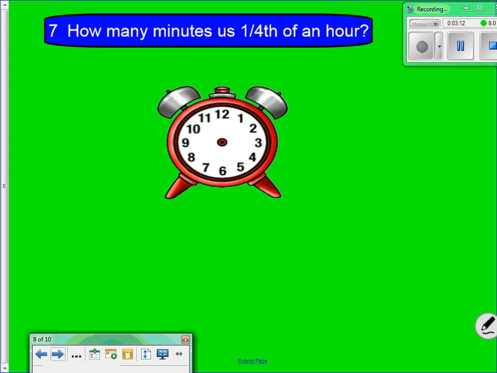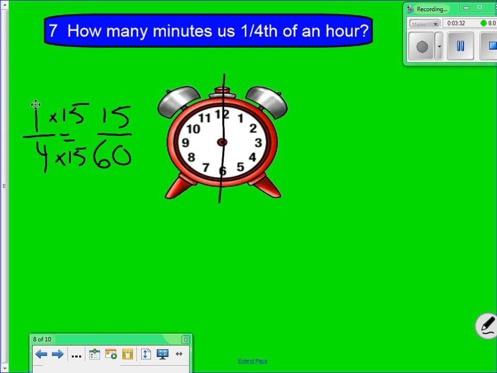How many minutes? That's a typo. It is 1/4 of an hour. How many minutes is 1/4 of an hour? Well, I could use this clock right here, or I could just go 1/4 equals, how many minutes are in the whole? 60. I'm going times 15. Times 15 gives me 15 minutes. If I didn't have this clock, I could split it in half. 1/4 would be this shaded part, which would be 15 minutes.